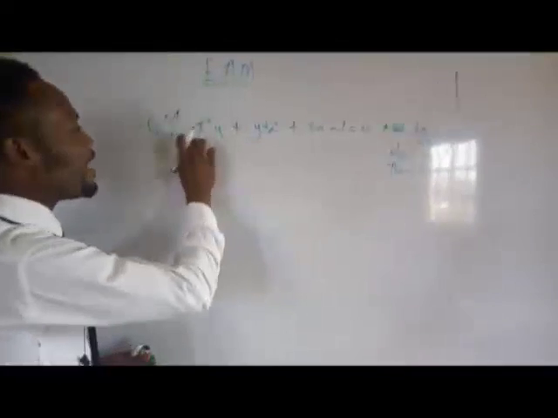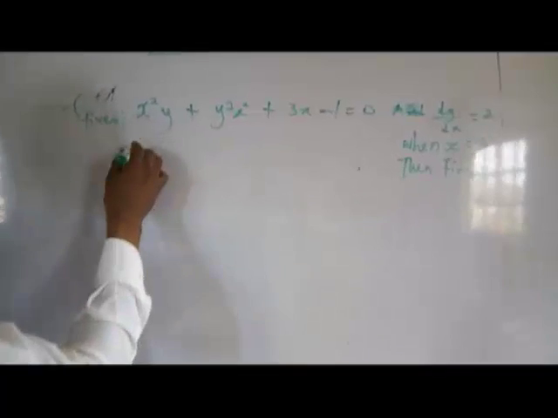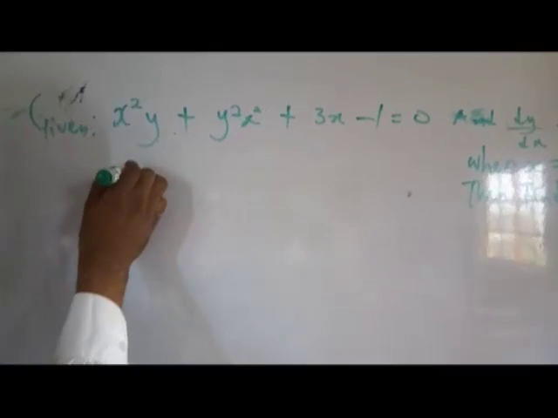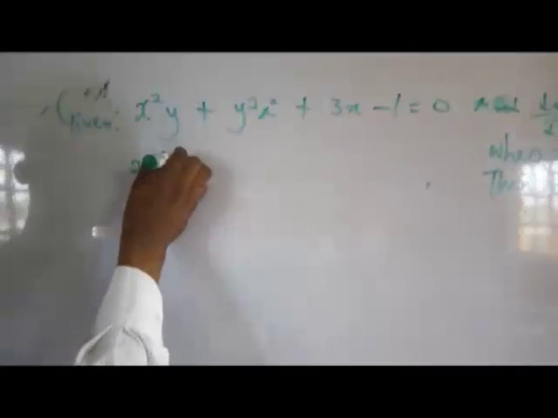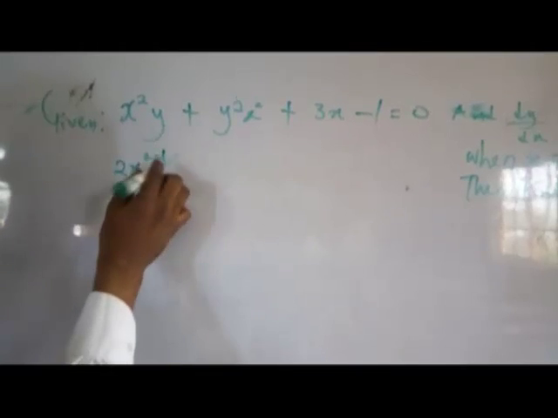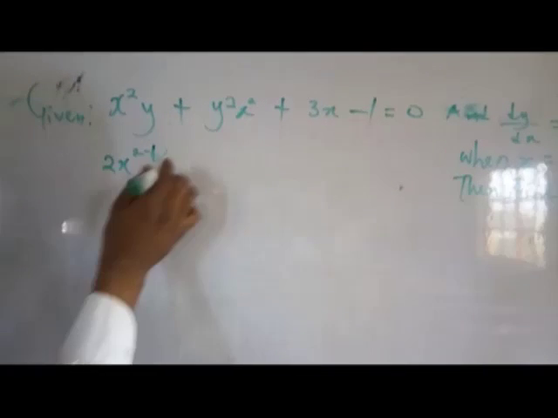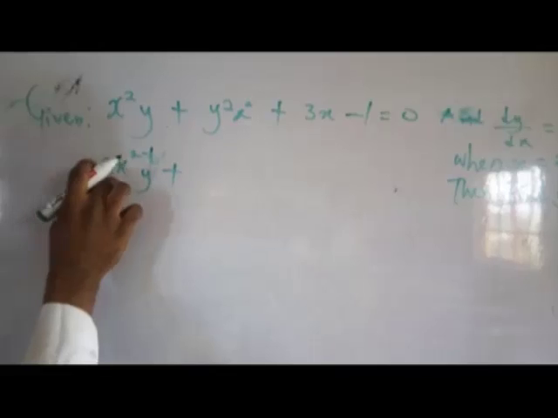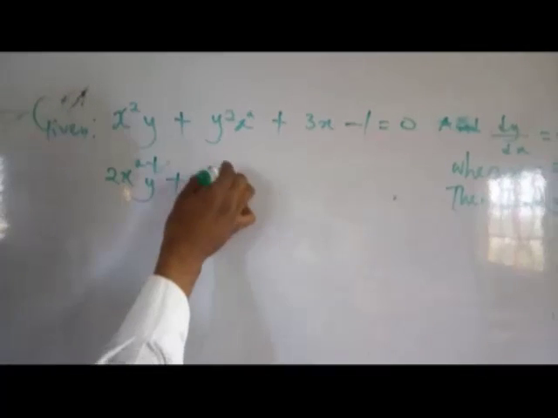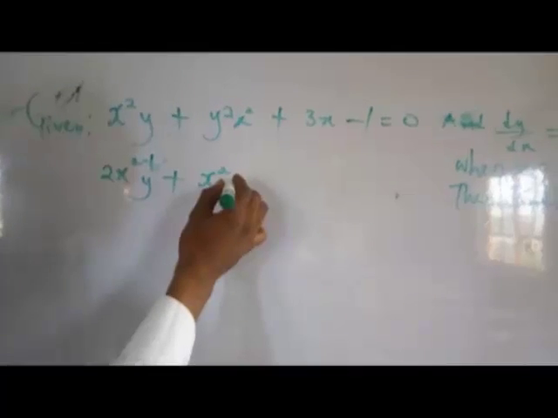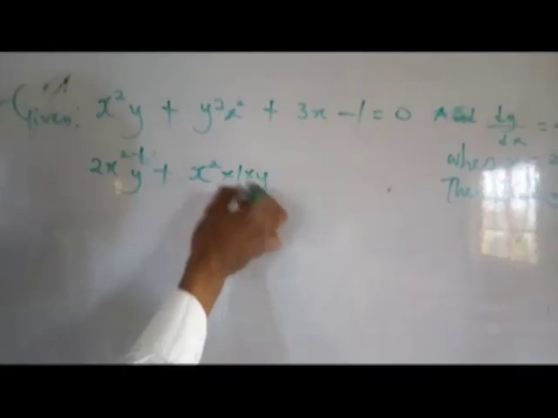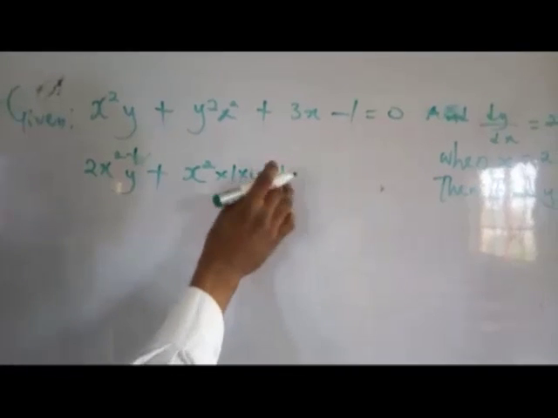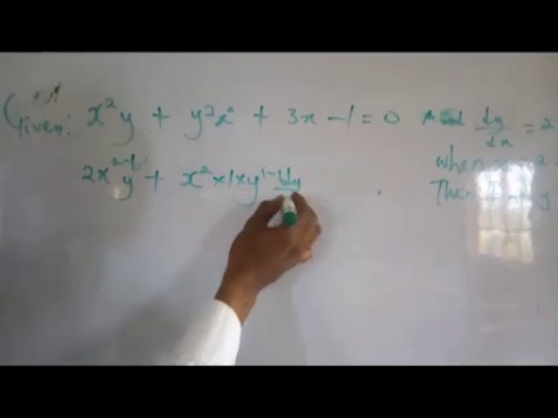So I'm going to be having x squared, differentiating it as usual. That will be 2x to the power 2 minus 1, y beside it, plus. Now I've differentiated x. I'll write x squared again, differentiate y. That will be times 1 times y to the power 1 minus 1. Since I've differentiated y, I have to put the dy/dx.